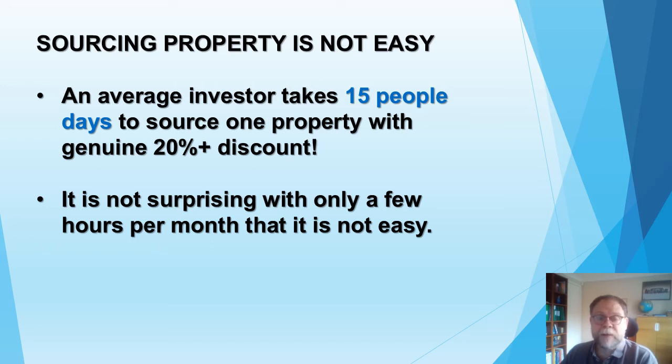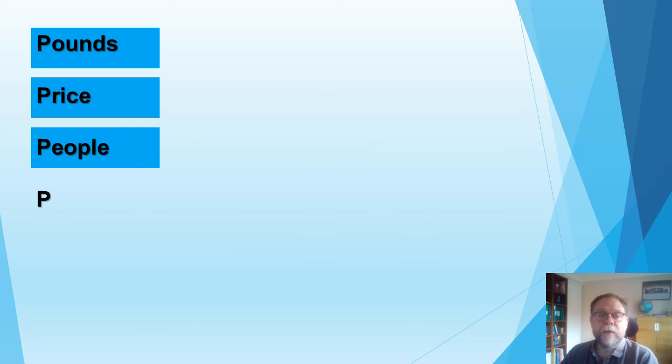Okay, so what's the third P? Third P is people. People have been on this property journey before you. People have already become financially free from investing in property. So why not leverage their journey? Learn from their mistakes so you don't need to make the same ones, and copy the great things they have done to get you there.